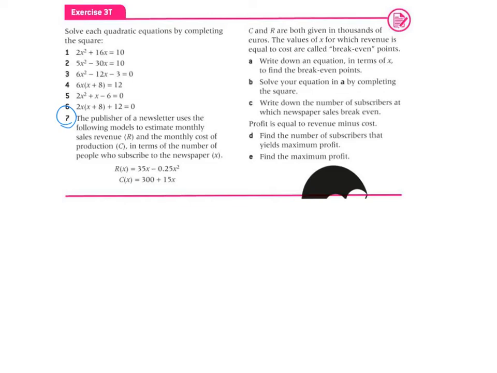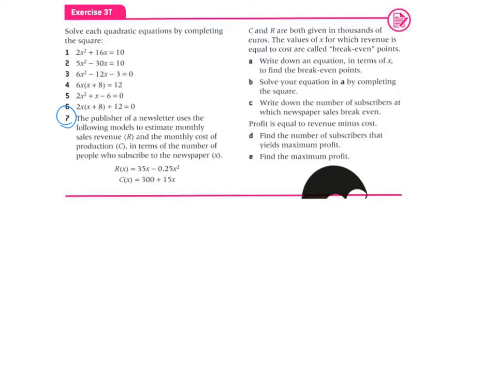There was a question on 3T number 7. So this is a little bit more of a challenging problem, or an application type problem. The publisher of a newsletter uses the following models to estimate monthly sales revenue and the monthly cost of production in terms of the number of people who subscribe to the newspaper, X. C and R are both given in thousands of euros.